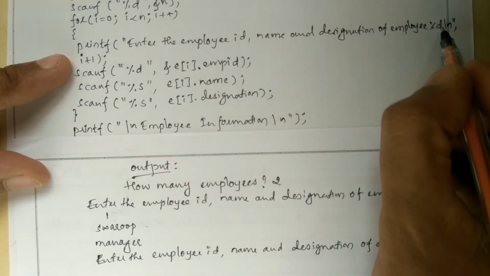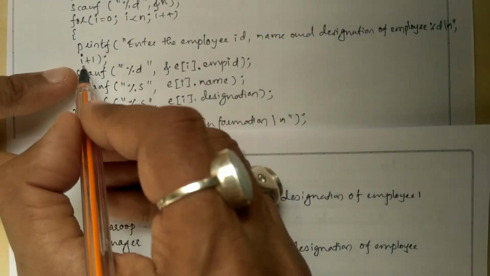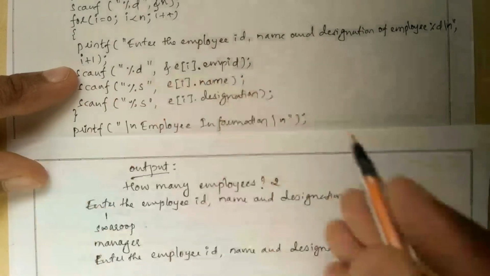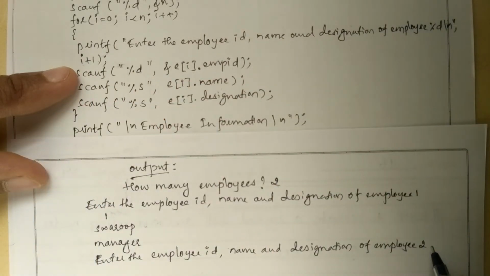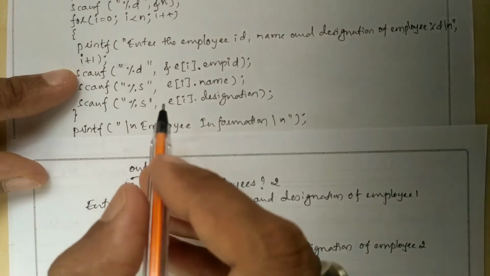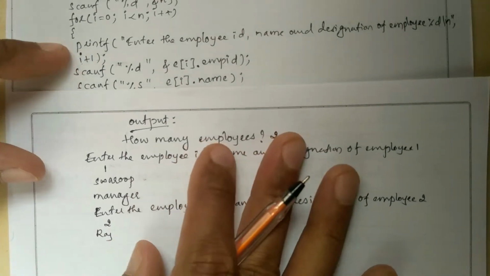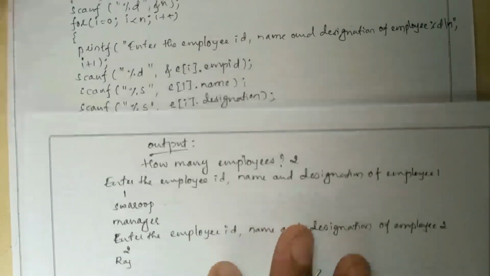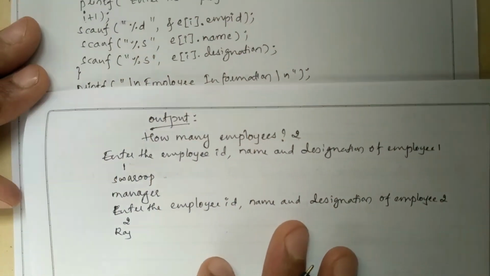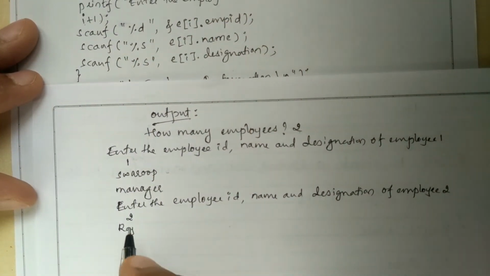Here %d is associated with i plus 1. Now i value is 1. 1 plus 1 is 2. So here it is going to print employee 2. Now I'm going to enter the employee ID. Here it is 2. And next name of the employee, for example, over here I'm going to write Raj. Okay. Yes. Next, the designation I'm going to enter as assistant.